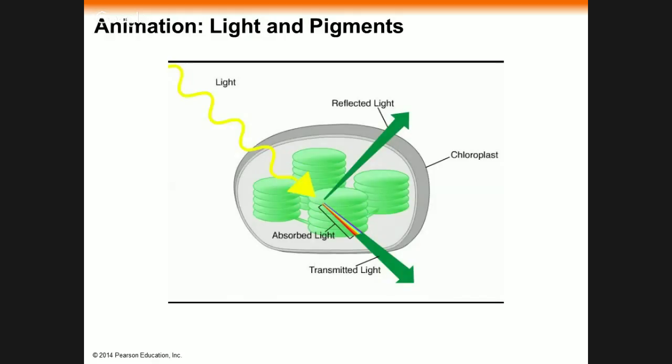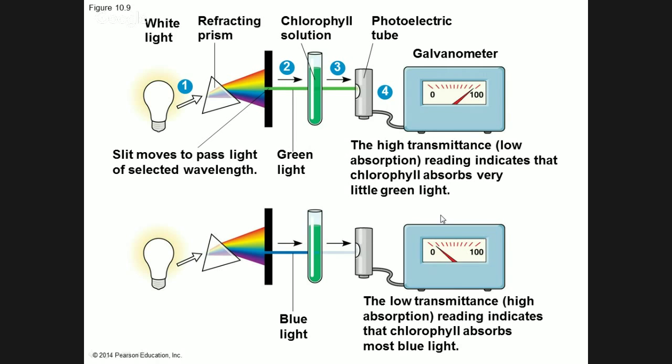Another molecule, chlorophyll B, absorbs mainly blue and orange light. We do not see these absorbed colors when we look at a leaf. Instead, we see the green wavelengths that are reflected back from the leaf or transmitted through it. Easy enough. Okay. We know about spectrophotometers.